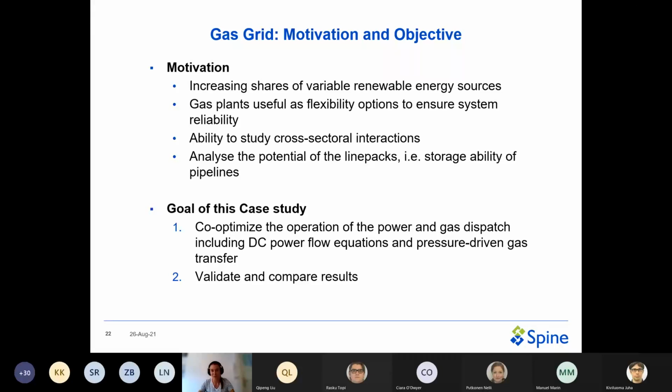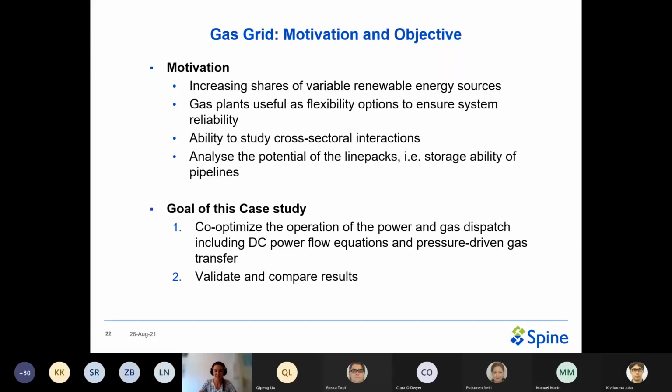So this brings us to the goal, or the aim, of this case study: to be able, with SpineOpt, to co-optimize the operation of the power and gas dispatch. And we want to include some technical detail here. So we want to have DC power flow on the one side, and we also want to allow for pressure-driven gas transfer. And secondly, we want to validate and compare our results, because we want to be sure that whatever we implement in SpineOpt actually makes sense.